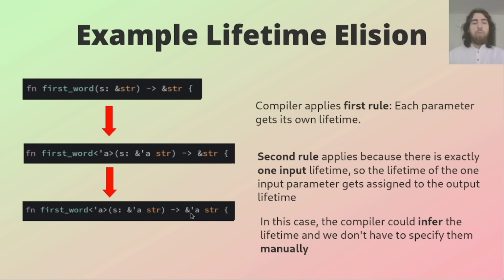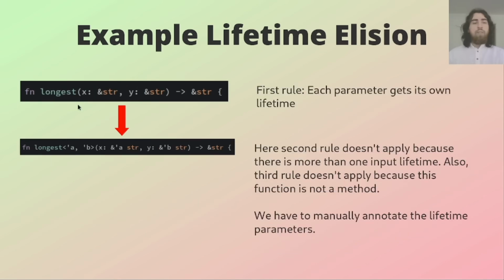So what the compiler will do, it will just annotate the same lifetime as for the input argument, right? So this is all inferred. You can write it like that and it will compile. You don't have to worry about lifetimes. So let's see this example.